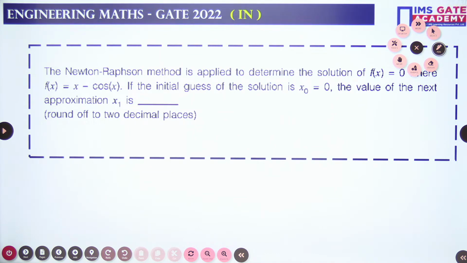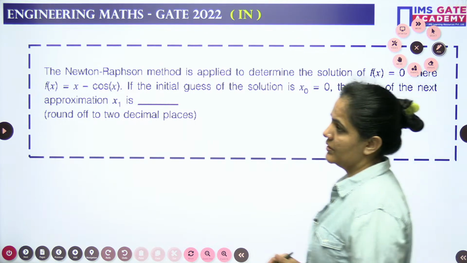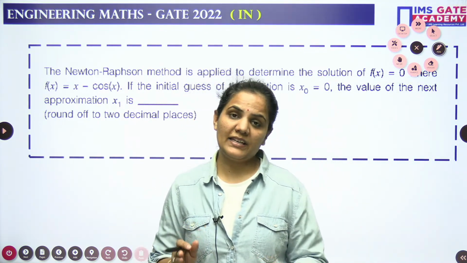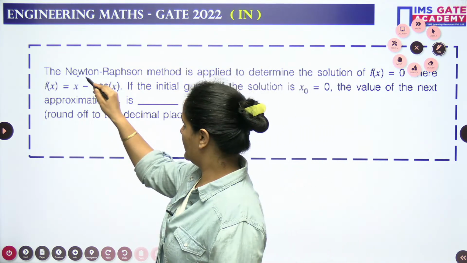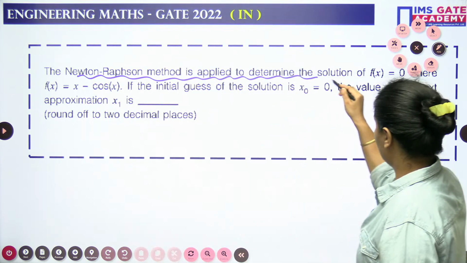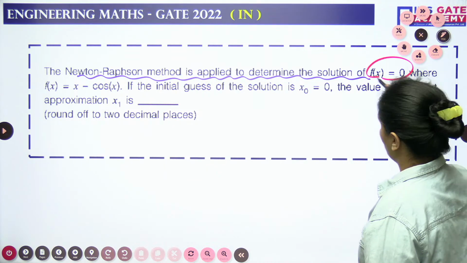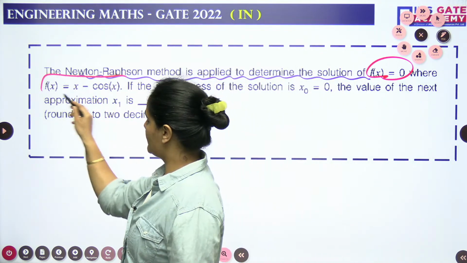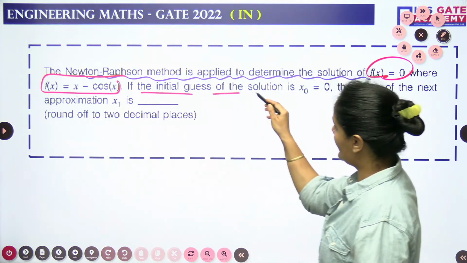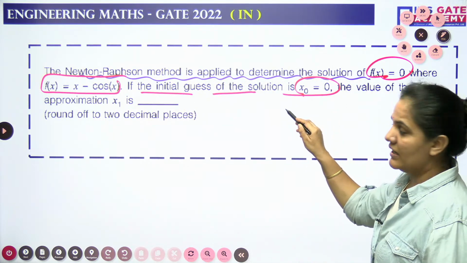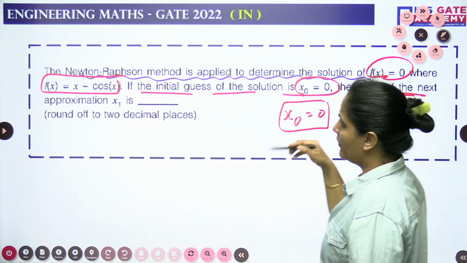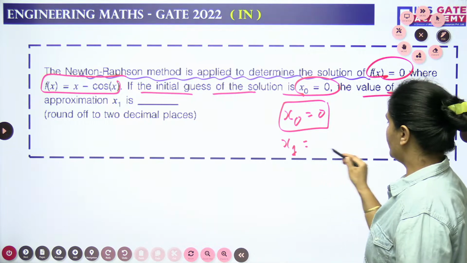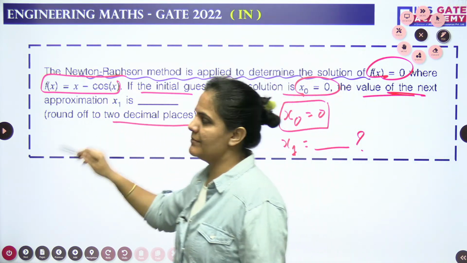Let's go with the next question, which is from Newton-Raphson. Okay, let's read the question. This question is from IN 2022, Newton-Raphson, numerical methods. The Newton-Raphson method is applied to determine the solution of f(x) = 0, where f(x) = x - cos x. If the initial guess of the solution is 0, as it is given to us, the initial root is 0, then the value of the next approximation x1 needs to be found up to 2 decimal places.